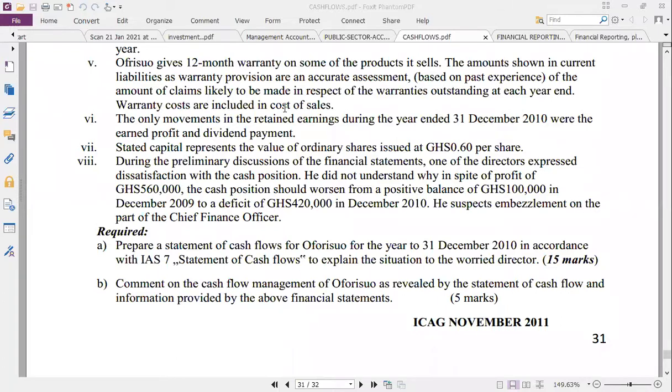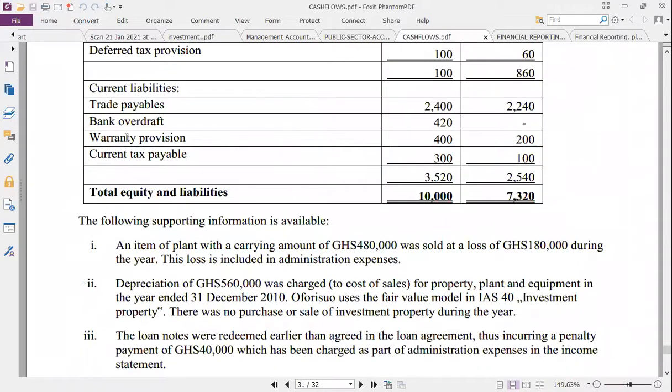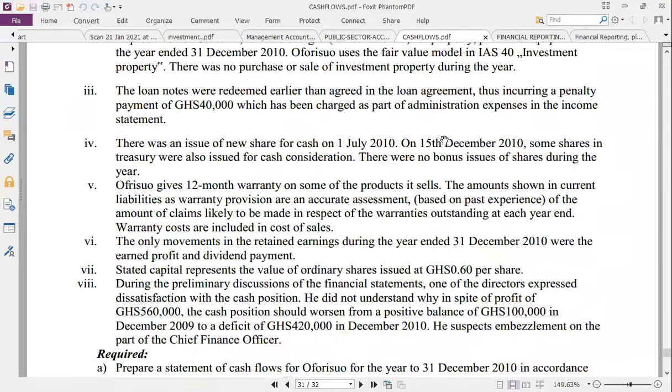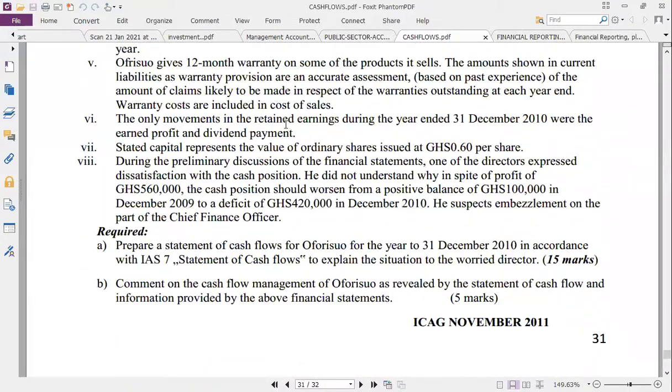And provision is the movement which was included. So go to the financial position and check the movement. So it increased by what? 200. So this 200 is non-cash. Can you reverse it? That is all. It ends there. Reverse it, it's non-cash. Then let's go to the next footnote.